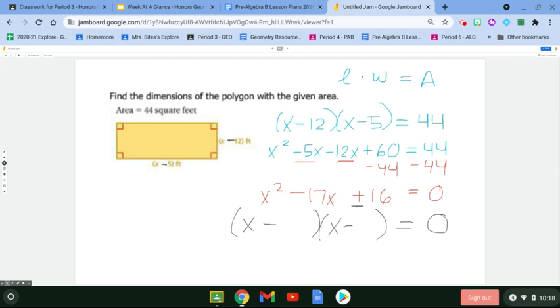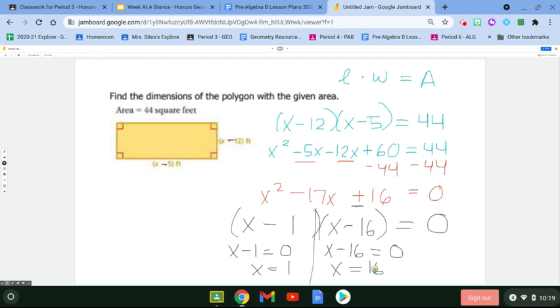I need to think of factors of 16 that when they multiply together get you positive 16, but when they add together will get you negative 17. So that combination is going to be negative 1 times negative 16, which will get you positive 16, but when I add them together, will get you negative 17. If I set those equal to 0, I'm going to get x equals 1 as a choice and x equals 16 as a choice.